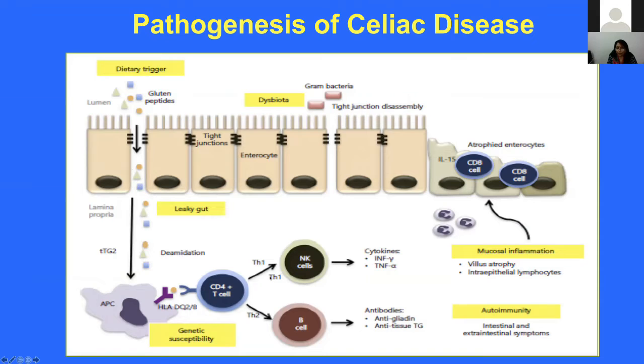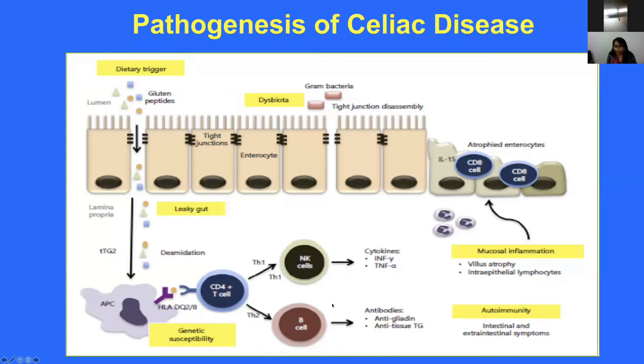cells, which leads to a Th1 or Th2 response. Basically, helper T cell, Th1 and Th2 response is stimulated, which leads to formation of antibodies, and NK cells are also stimulated. Through NK cell stimulation, cytokines in the form of interferon or TNF-alpha come, which leads to mucosal abnormality in the form of villus atrophy and intraepithelial lymphocytosis. This in turn leads to collection of intraepithelial cells. Here interleukin 15 acts.